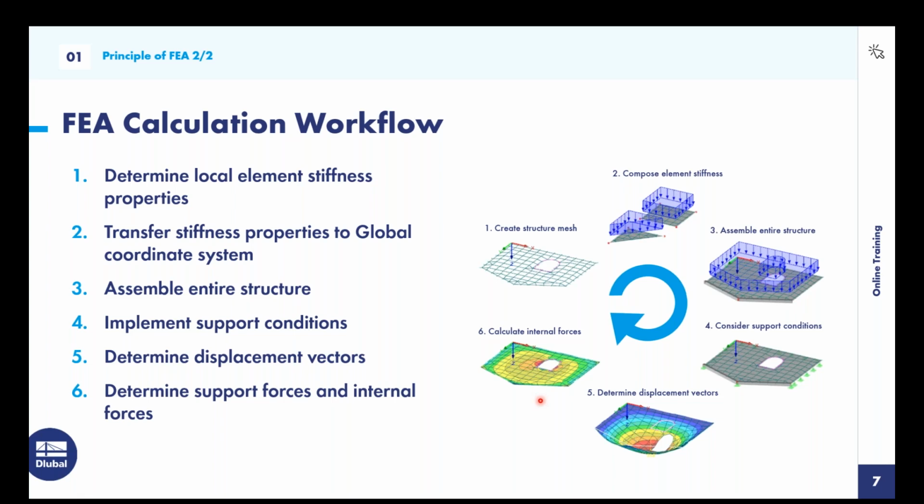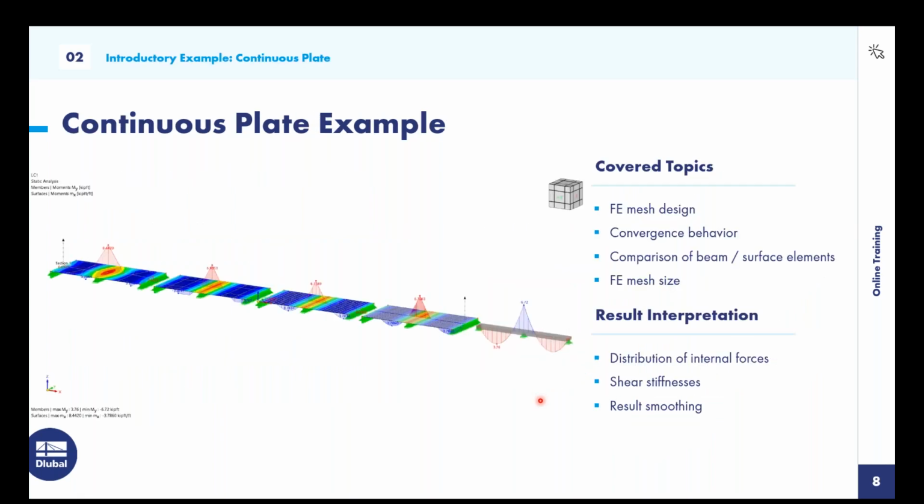So now let's do an example to go over. So this example, as you can see, like I talked about, is going to be the continuous plate example. And we're going to go through and model this example and compare results of the bending moment with the continuous beam with our plates here. And we'll go over FE mesh design, convergence behavior, FE mesh size, and result interpretation. So distribution of internal forces, shear stiffness, and result smoothing.